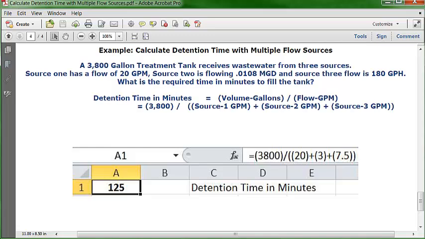If you formatted this as 1 or 2 decimal points, it would be 124.6 or something of that nature. I say that because I had the one problem as 1 decimal point, and on this one I showed none, but it's just because it rounds up nicely at 125. So that's the answer. That's the 125 minutes at these 3 flow streams to get the 3,800 gallon tank filled up.